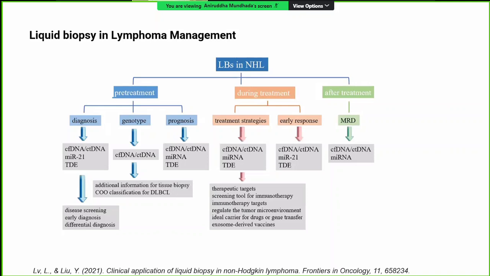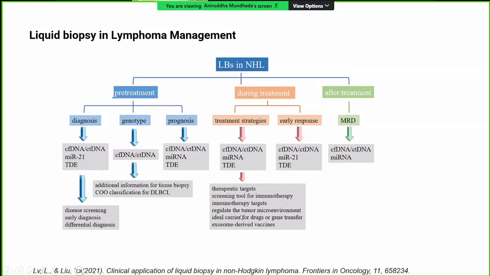So coming to liquid biopsies and the applications during pre- and after treatment. Pre-treatment, it is useful for diagnosis, genotyping, and prognosis. And this can aid in the cell of origin classification in DLBCL, for example. It can also help in disease screening, early diagnosis, and getting the lead time for early diagnosis of lymphoma.